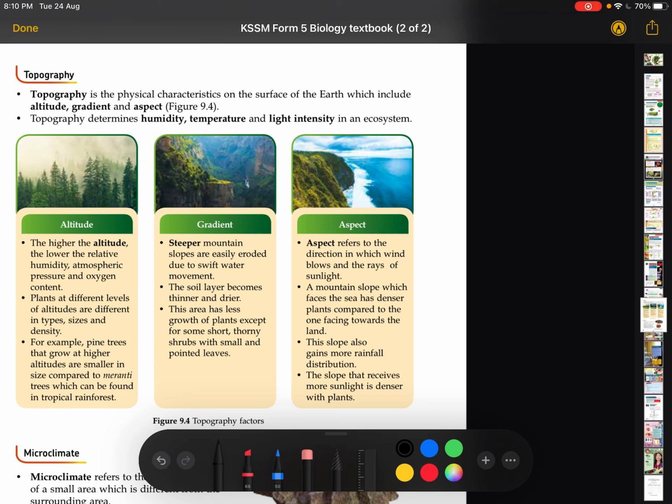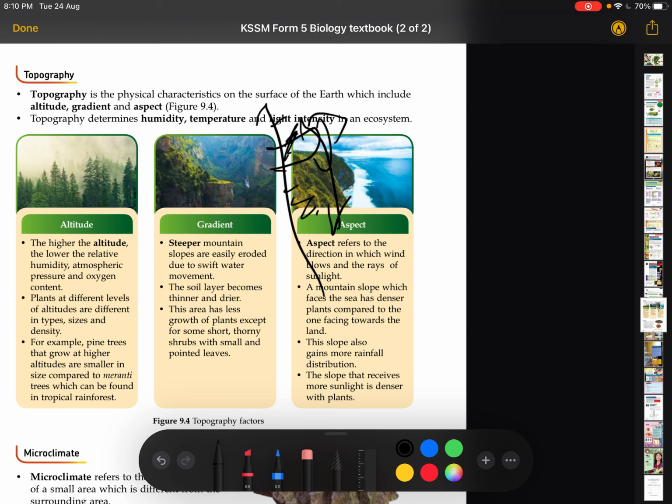Another type of topography factor would be gradient. So gradient is basically how steep the mountain is. If a mountain is very steep, it is easy to be defeated by gravity. Like if you were to grow here, would you be able to balance yourself here? Not all plants could. If they were like this, the plant will definitely fall down, right? So only small plants will be able to survive on these steeper mountains.